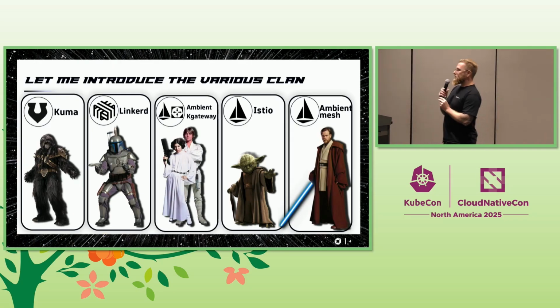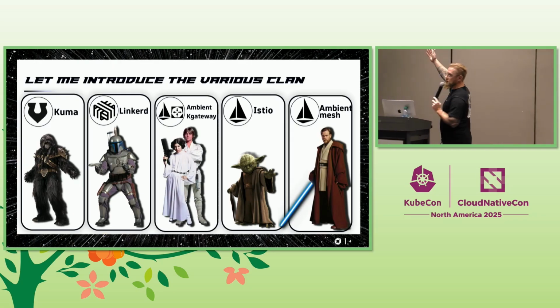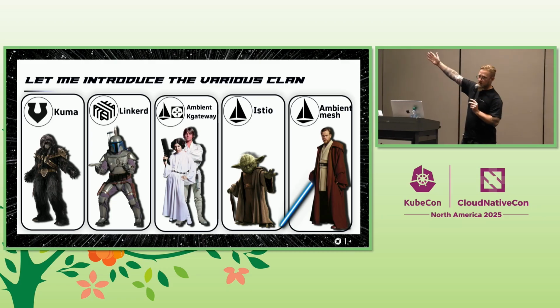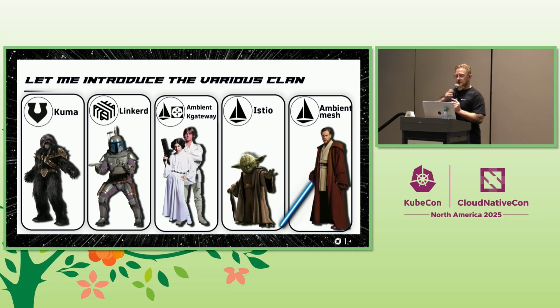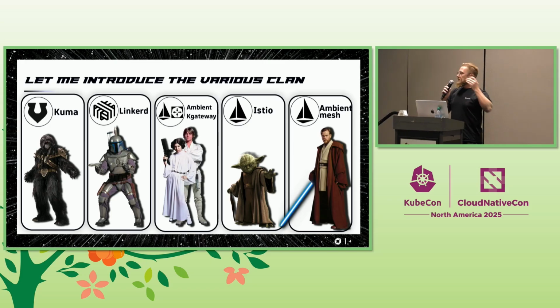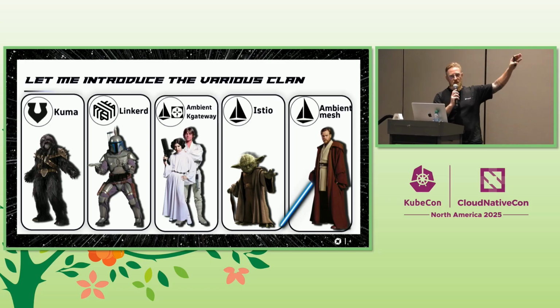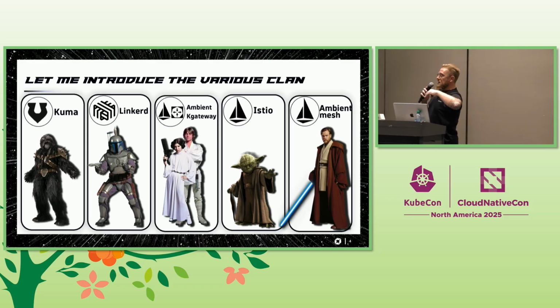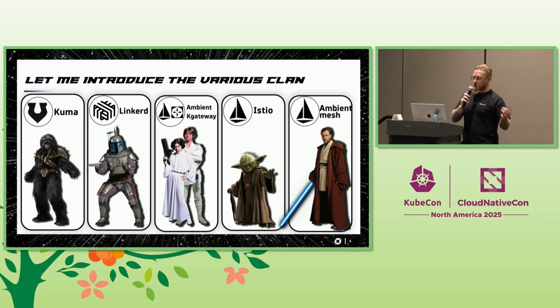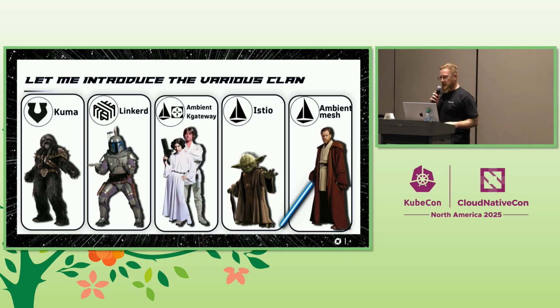So we have first Kuma. Kuma from Kong, one of the service meshes from the CNCF landscape. We will see the advantages and disadvantages of it. Then we have Linkerd from Buoyant. I have, in fact, in that service mesh benchmark, combined Linkerd with K-Gateway, because I don't know if you know, but Linkerd doesn't have Ingress support, so I have added K-Gateway.